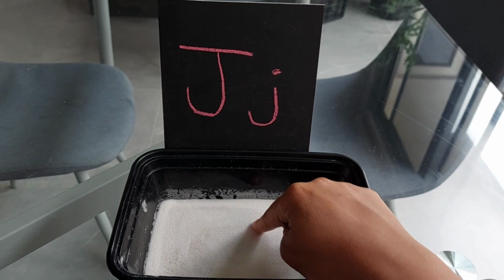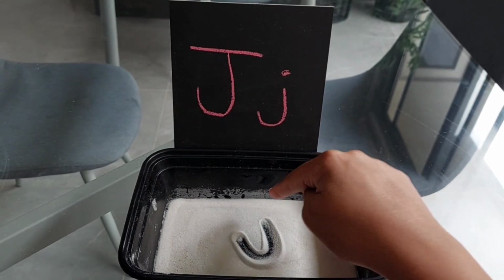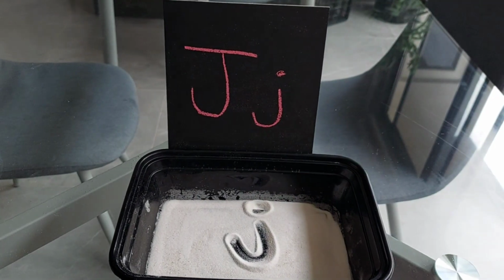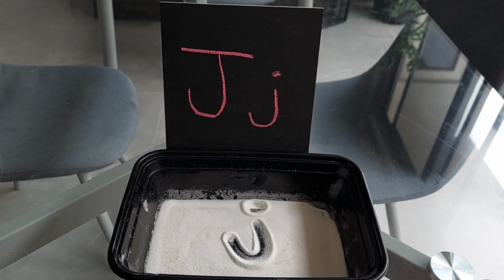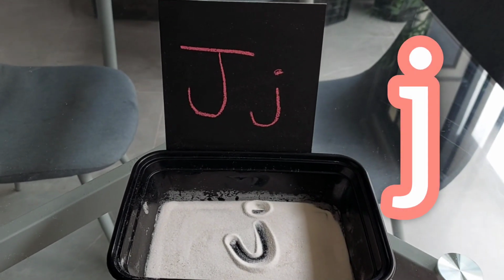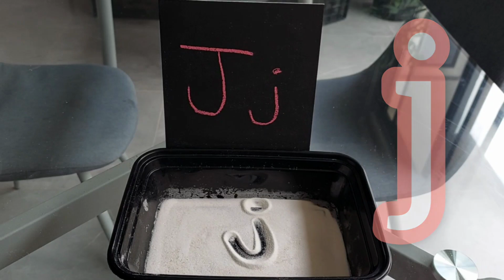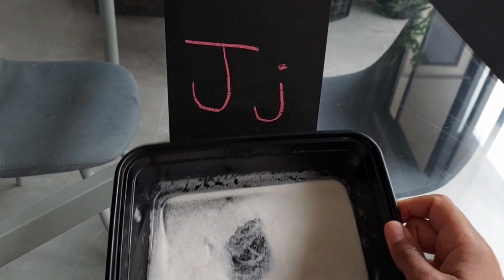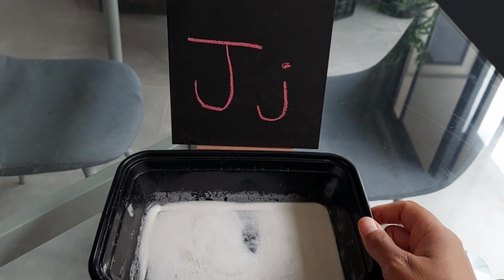We're going to start at the top, go down, and then around. And then make a little circle at the top. And there you have it, guys. You guys just learned how to write the letter J. Awesome! Now let's shake that out. And let's keep going, okay?